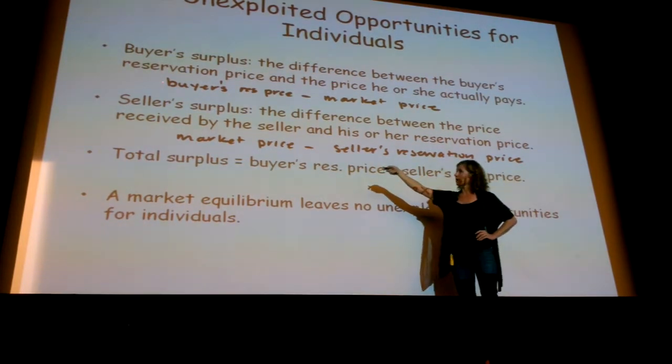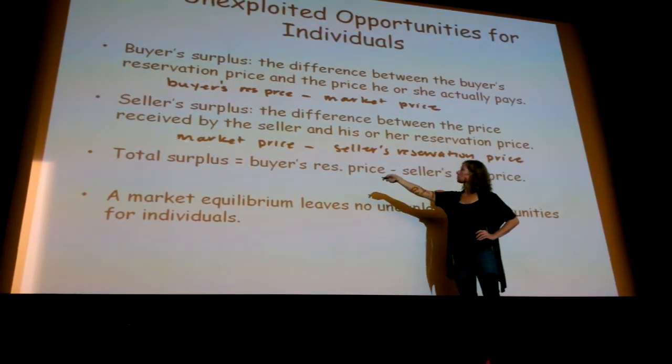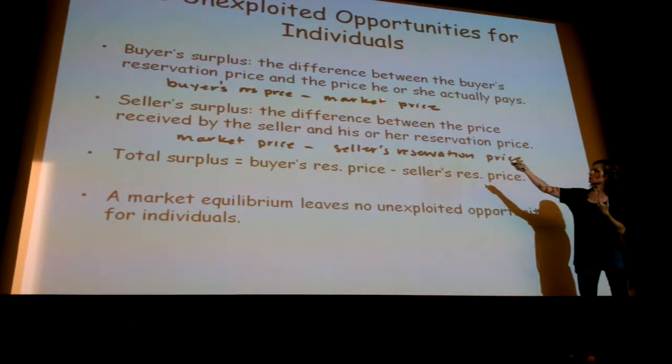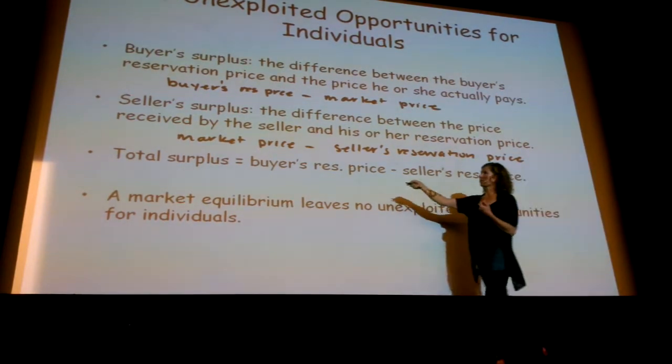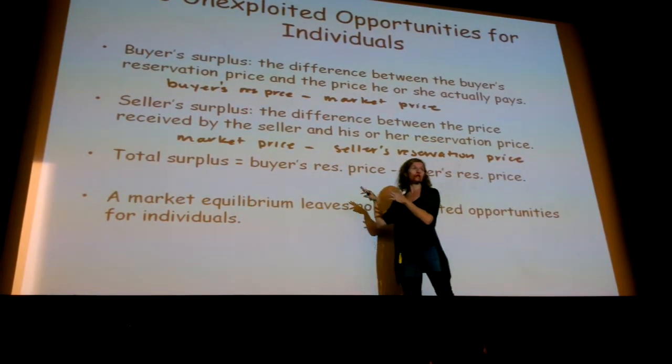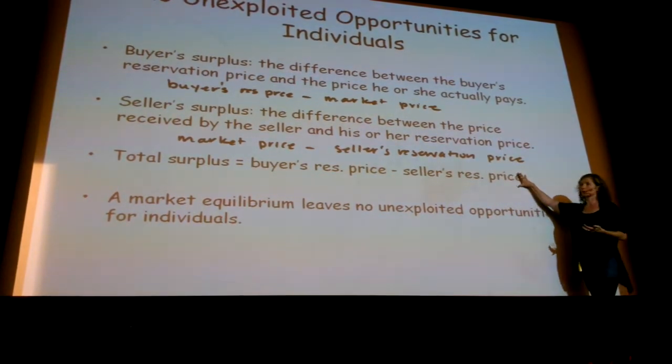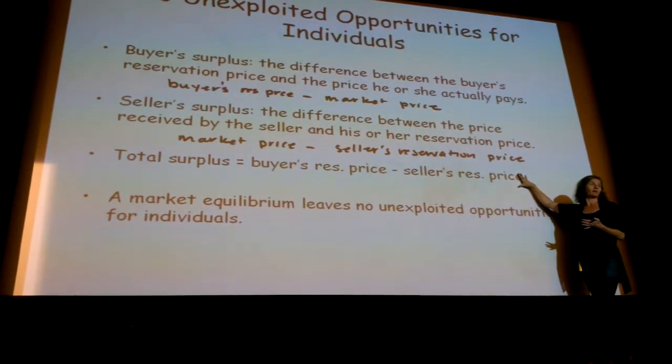And if you sum up buyer's surplus and seller's surplus, and if you think about the fact that the market price that the buyers are going to be facing is going to be the same as the market price that the sellers are going to be facing, at least in this very simple setup, then you can see that total surplus is just simply going to be the buyer's reservation price minus the seller's reservation price. And that makes sense.